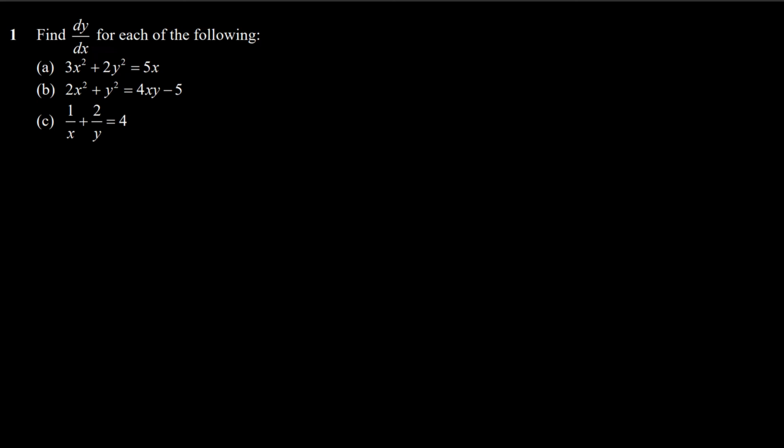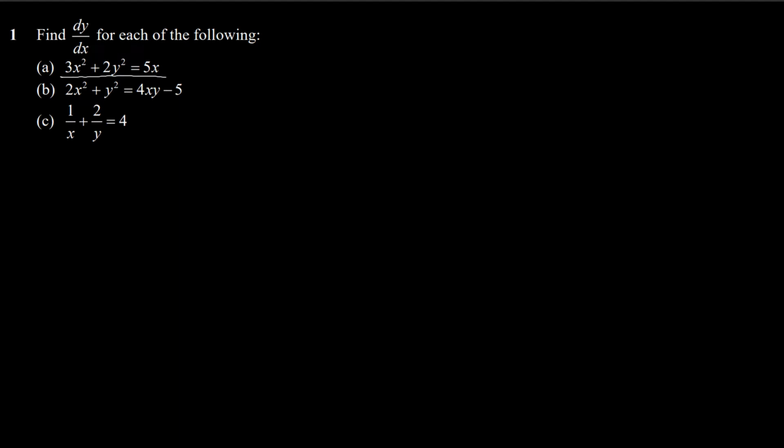Today's topic is differentiation of implicit function. When both x and y occur on one or both sides of an equation, then either x or y is said to be an implicit function of the other. For example, this is a good example of an implicit function.